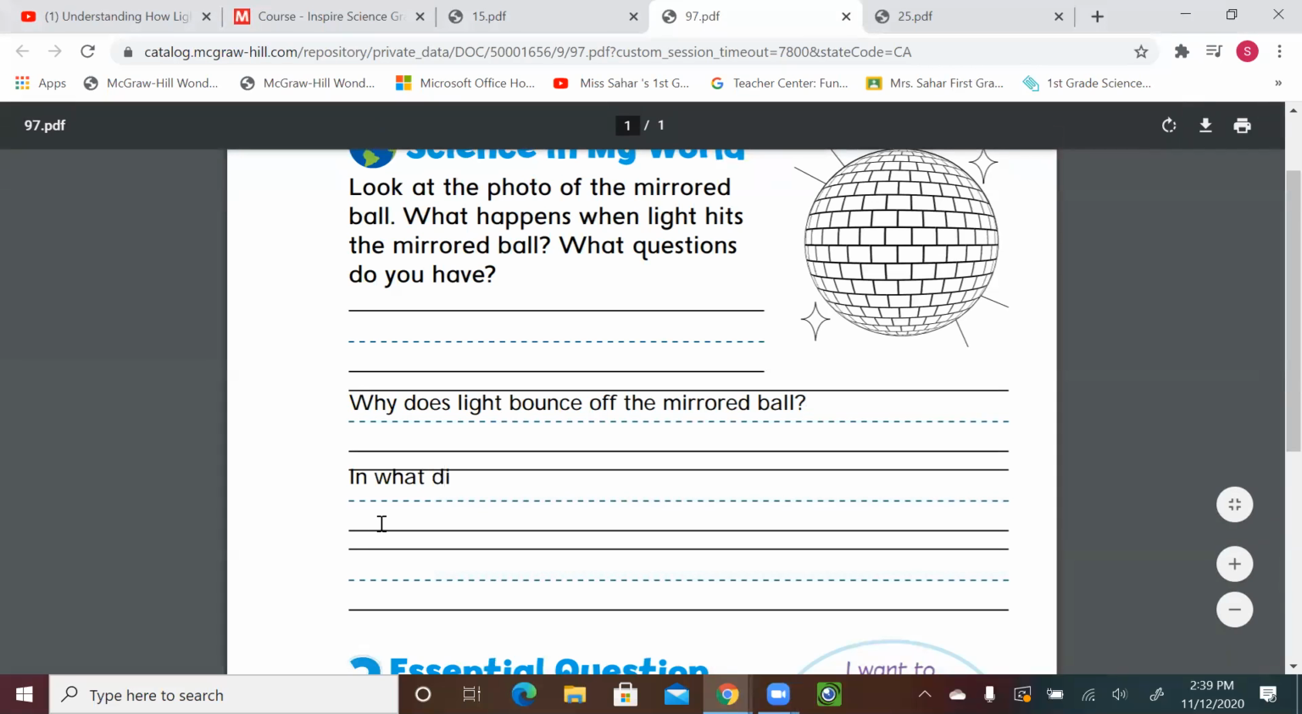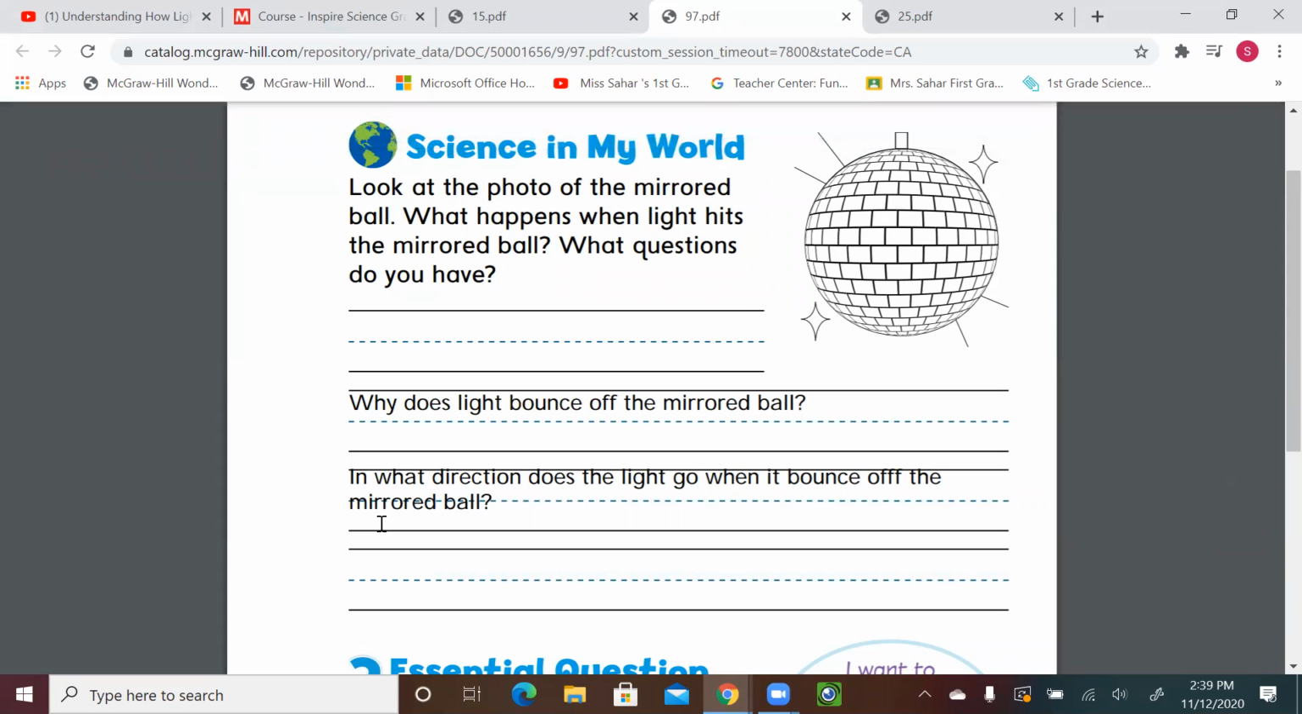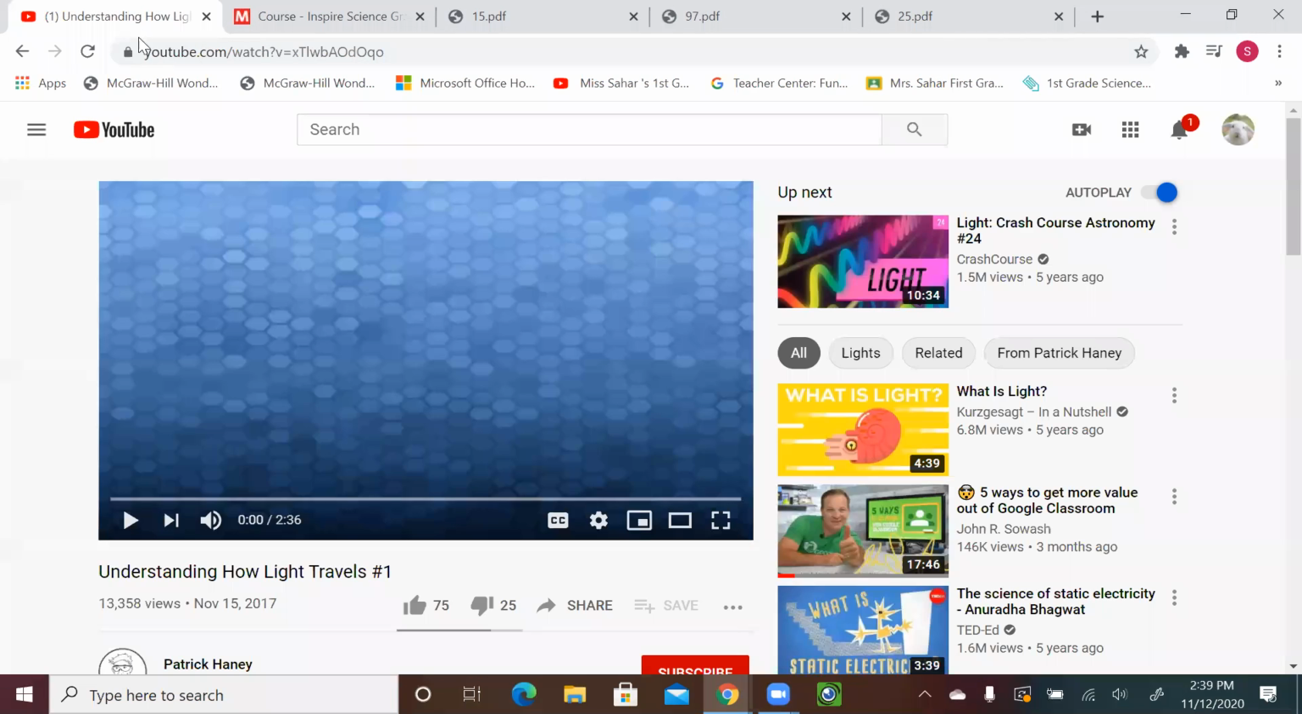In what direction does the light go or reflect back when it bounces off the mirrored ball? Let's watch this video together.